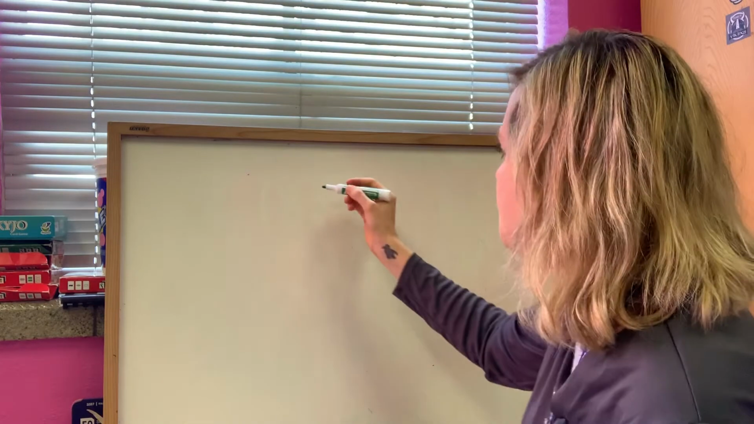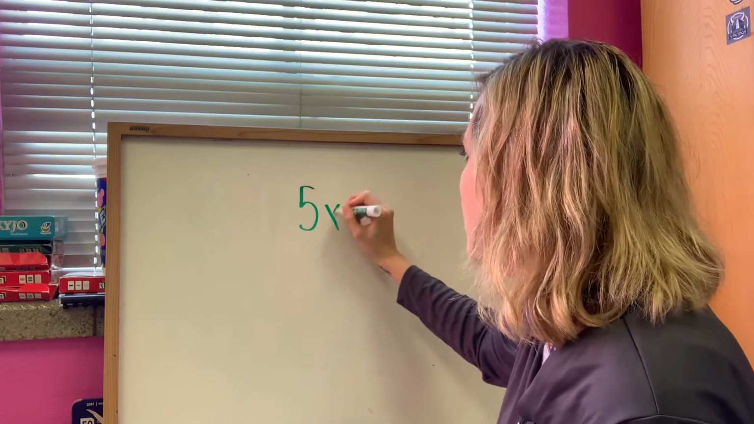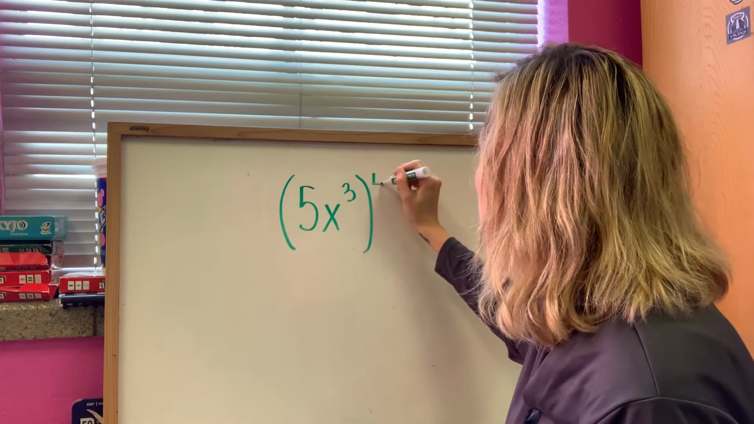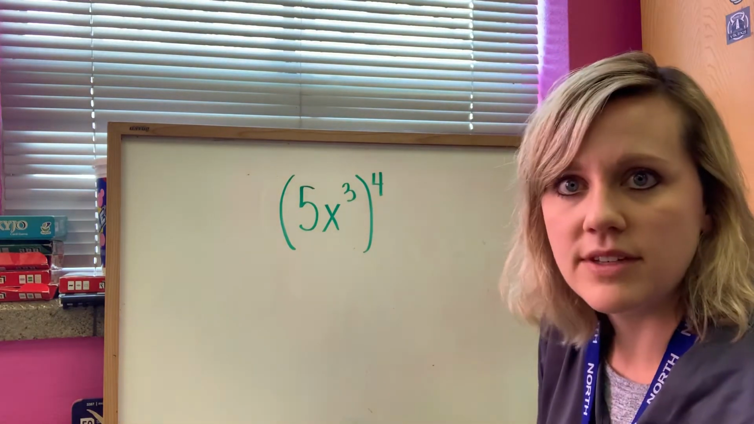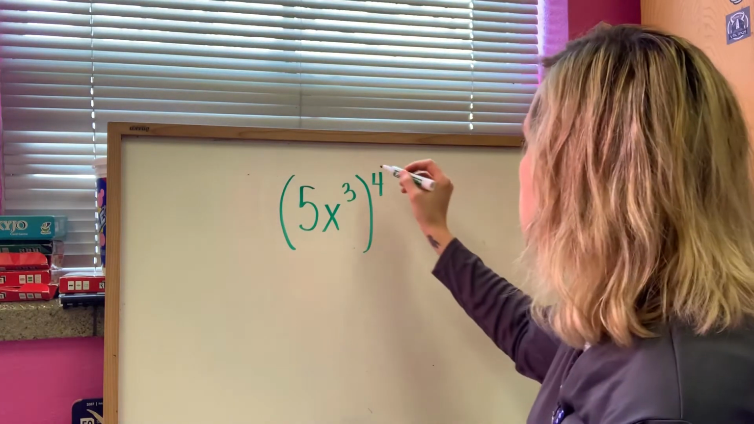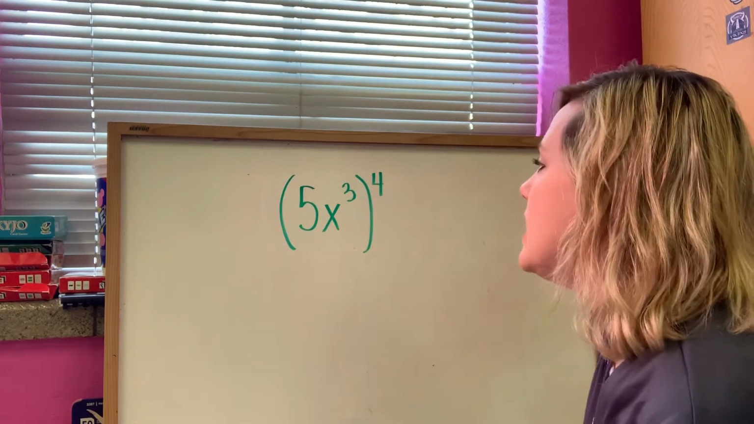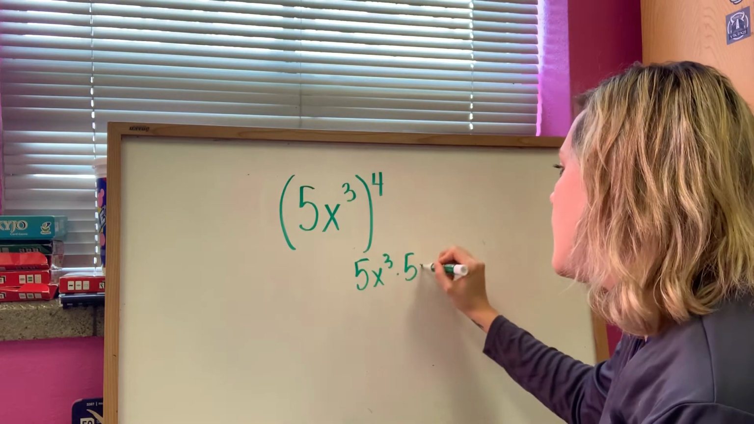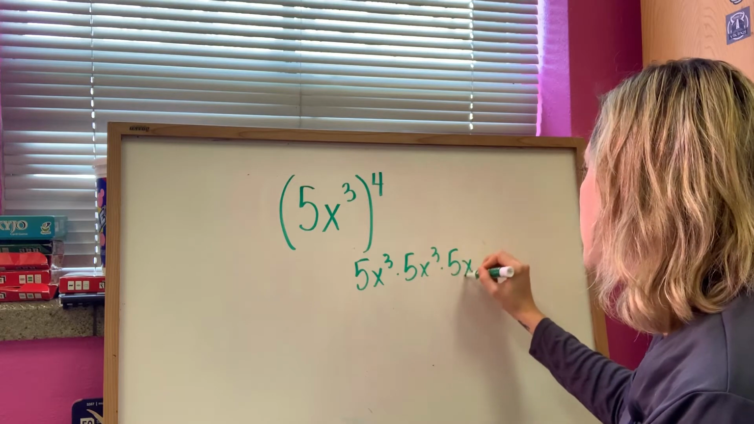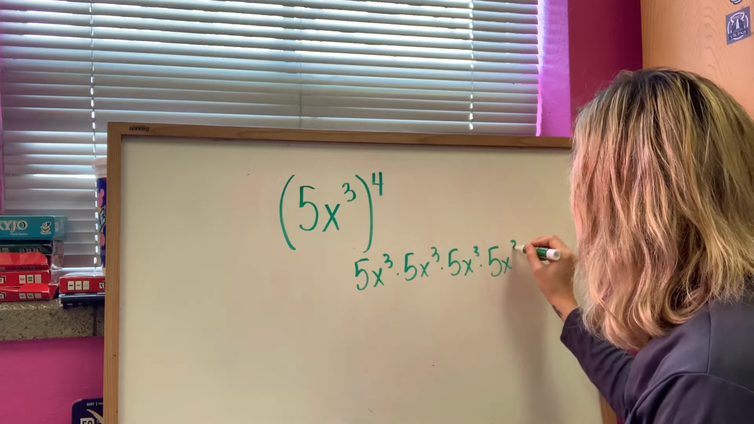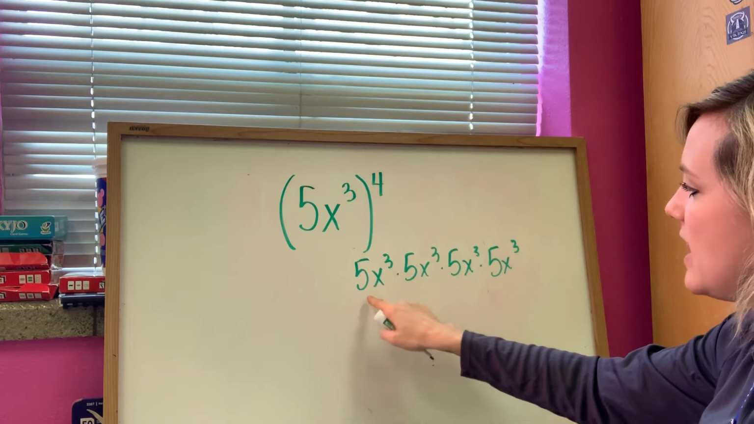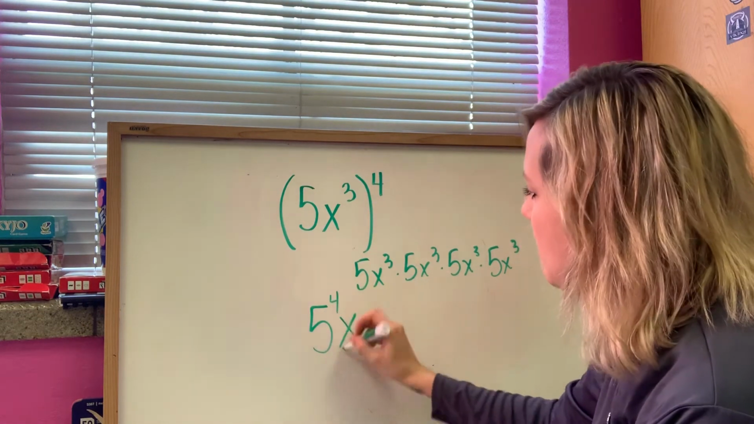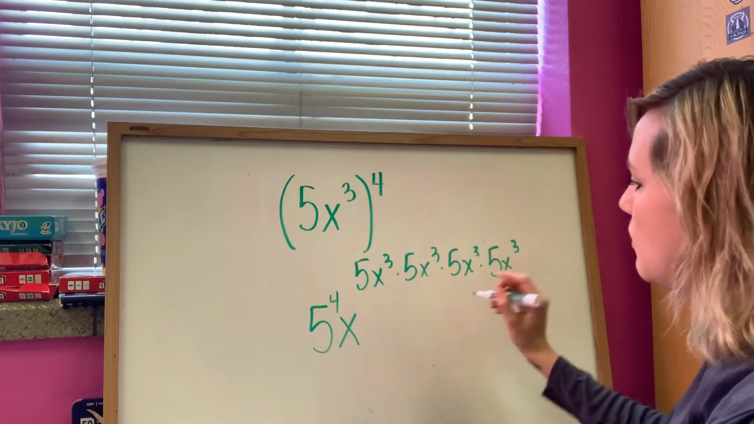Okay? So let's do 5x cubed all to the 4th power. Okay, so why don't you pause the video and try this one. Okay, so what you're going to do is we want 5x cubed 4 different times. So we have 5x cubed times 5x cubed times 5x cubed times 5x cubed. That would give us a total of 4 5s, 1, 2, 3, 4. So we would have 5 to the 4th power, and then we'd have 3, 6, 9, 12 x's.